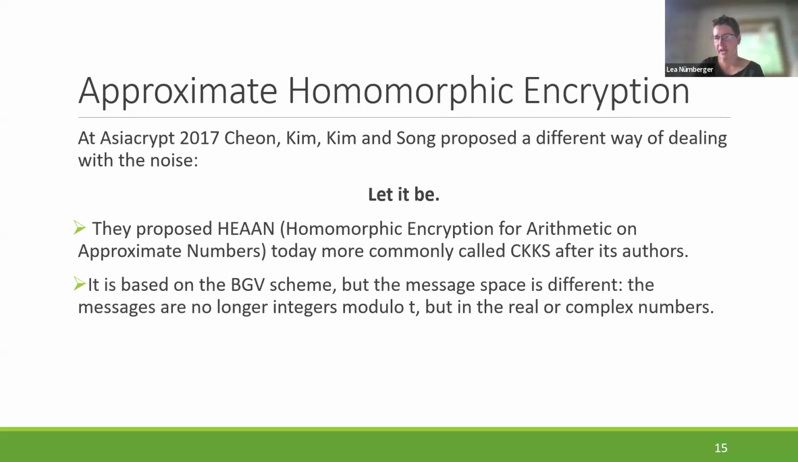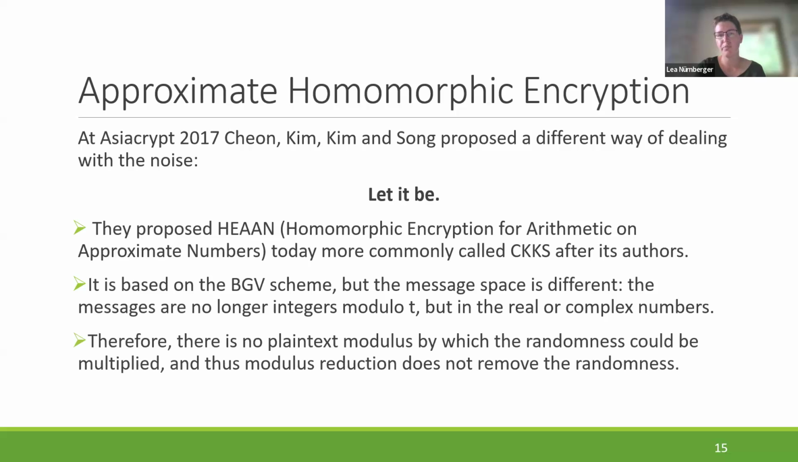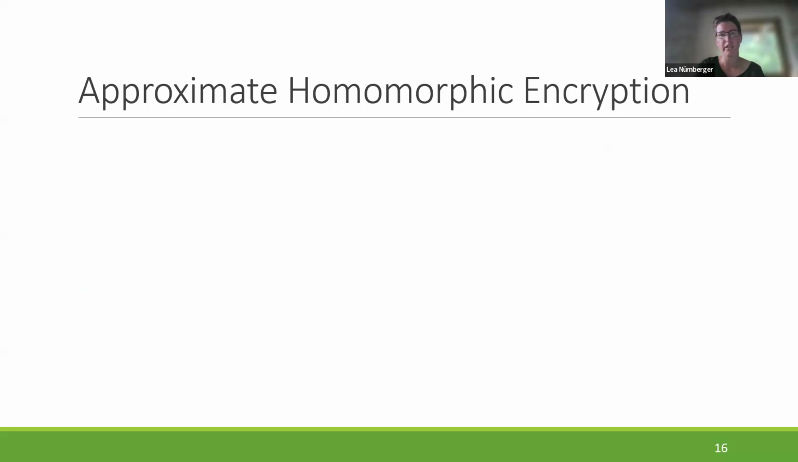And it is based on the BGV scheme, but it has a different message space. So here now the message space is no longer integers modulo the plaintext modulus, but the real or complex numbers, which means there now is no plaintext modulus by which the noise could get multiplied. Therefore, performing a modulus reduction modulo the plaintext modulus will no longer remove that noise. So what happens instead?